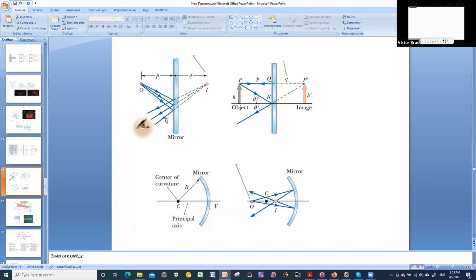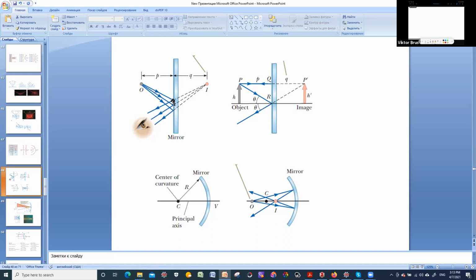And in order to know how the image of this object will be formed by this flat mirror, we need to go through the analysis of light rays following the wave under reflection model. So in other words, we just pick up a number of light rays which are emitted or reflected from the object.